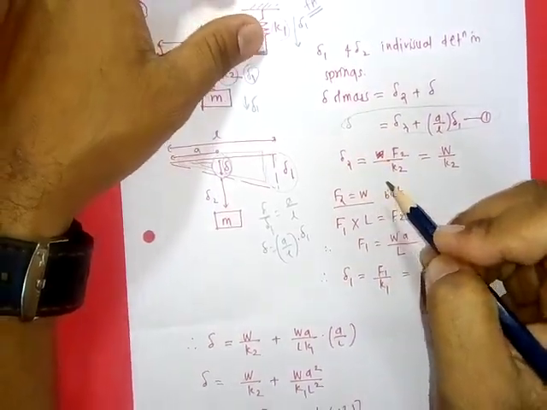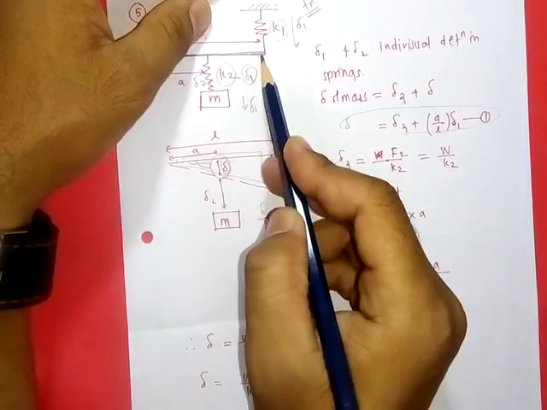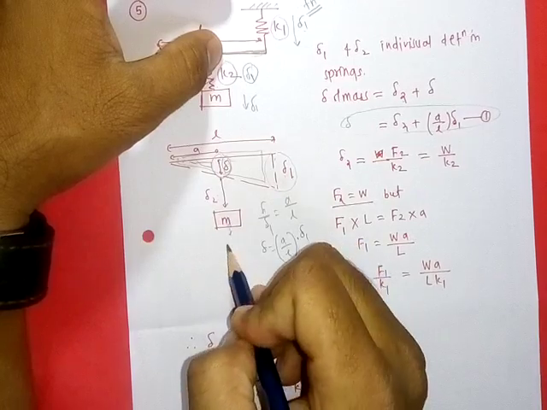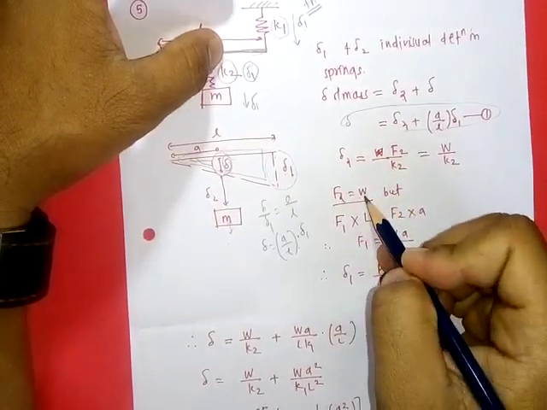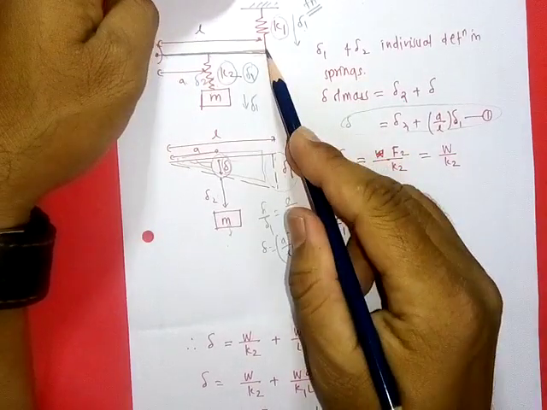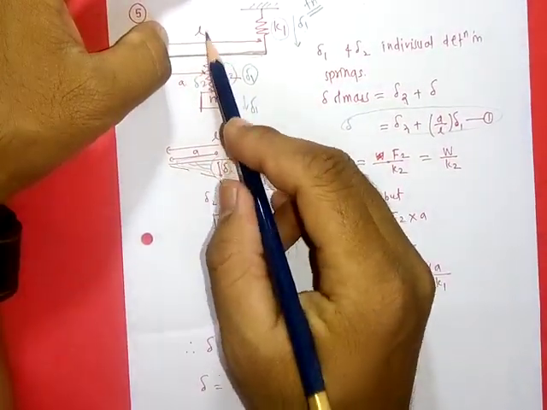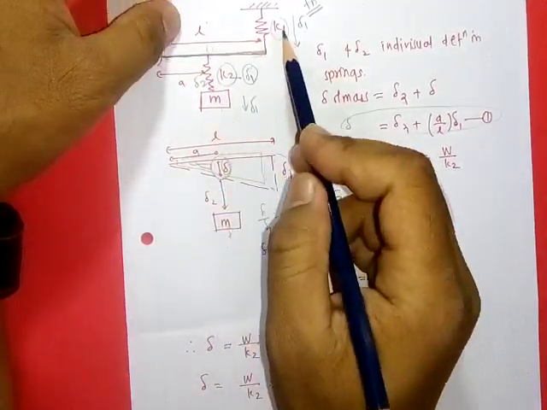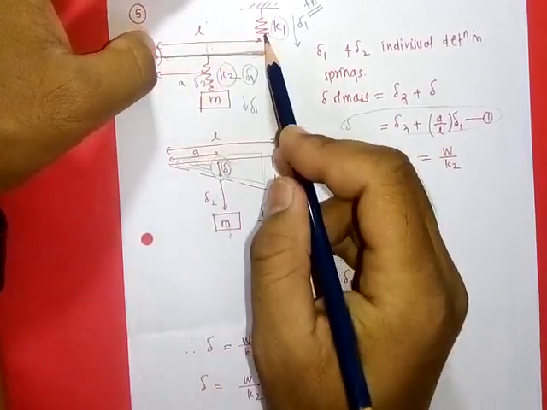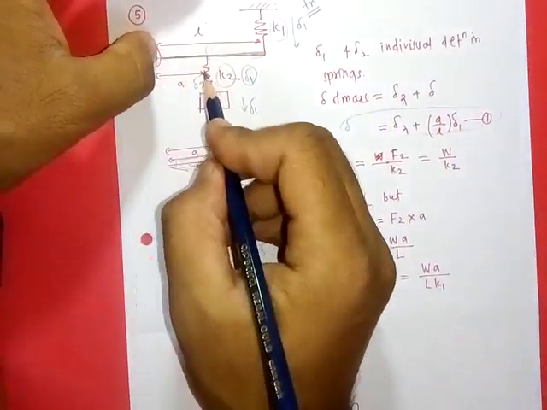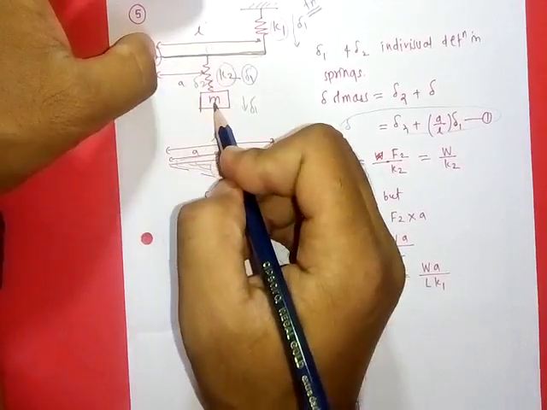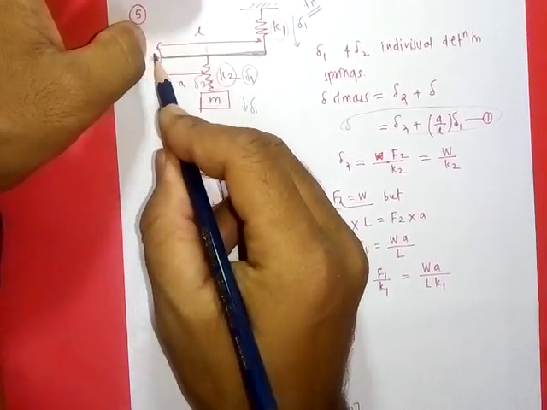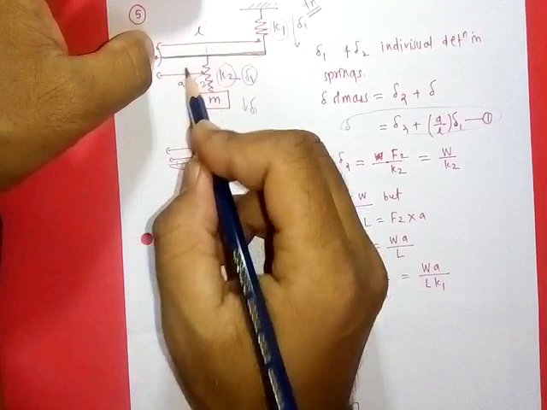Now consider the forces acting. As this rod is weightless, the force acting on spring K2 will be equal to the weight of the mass. But this spring is not exactly above the other spring, so the force is not equal to F, and we have to calculate this force by using moment. Then the moment about this hinge O at any instant due to this mass is equal to F into distance a.